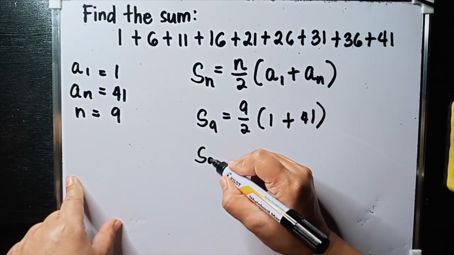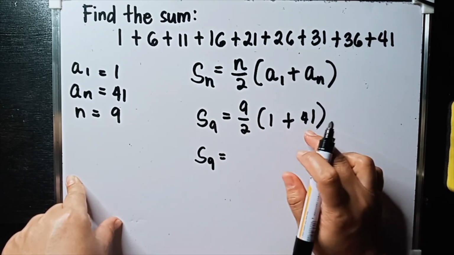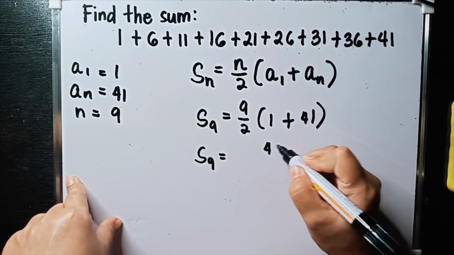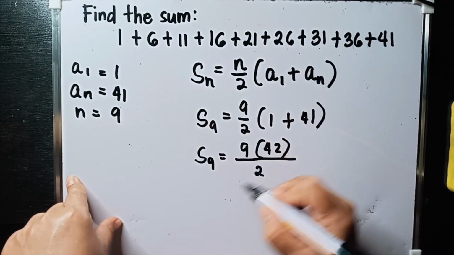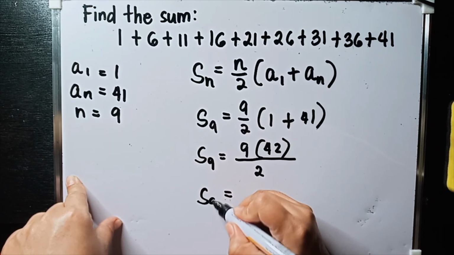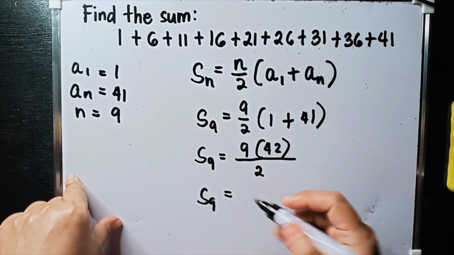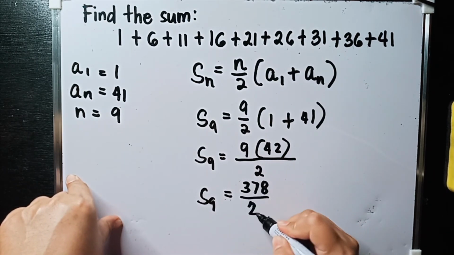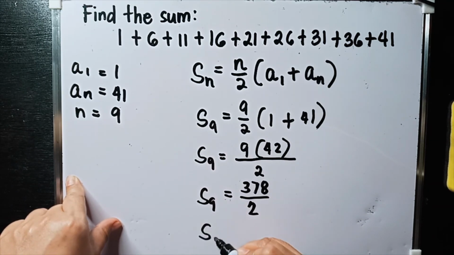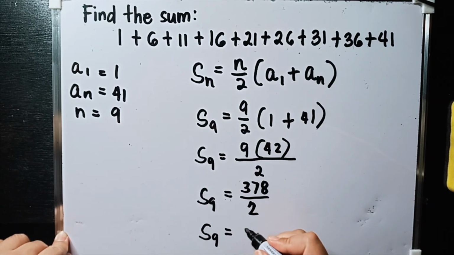So S sub 9 is equal to, let us work on with the parentheses first. So 41 plus 1 is 42. And then we just place 9 all over 2. So what is S sub 9 then? 9 times 42 is 378 divided by 2. So the sum of this series is 189.